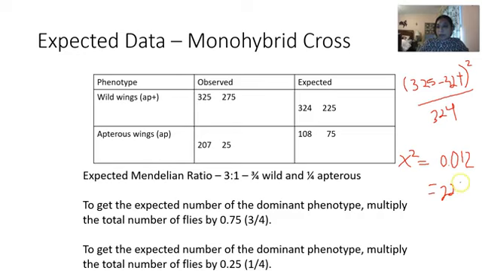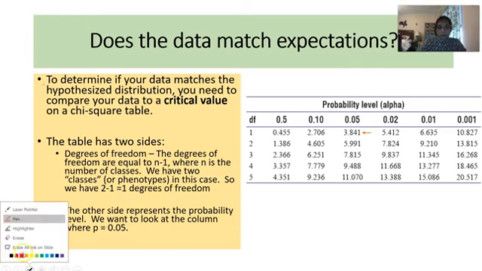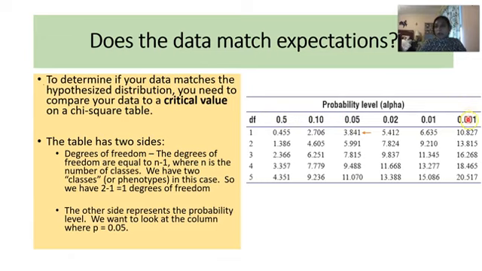So now we are ready to look at the chi-square chart, and we are ready to see if our numbers match the expected values. To determine that, we first need to figure out the critical value on the chi-square table. It has two different sides. One of them is your probability, which is along the top. So this side is your alpha value, your p-value essentially.